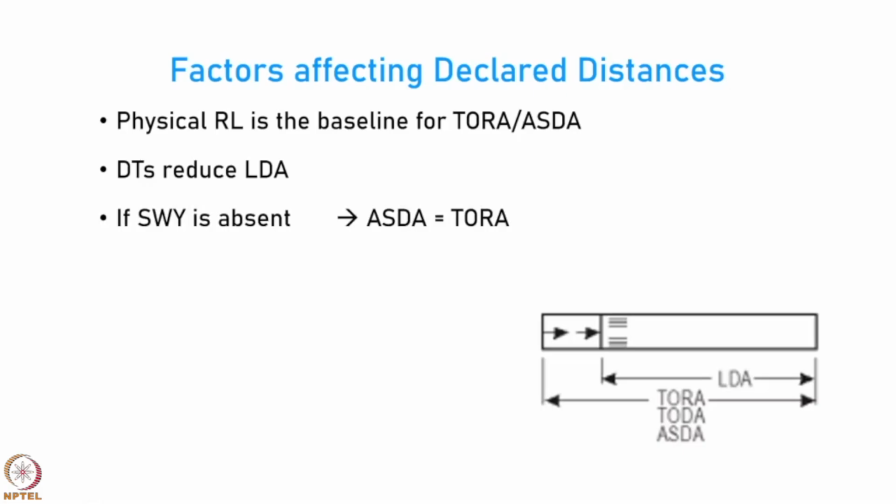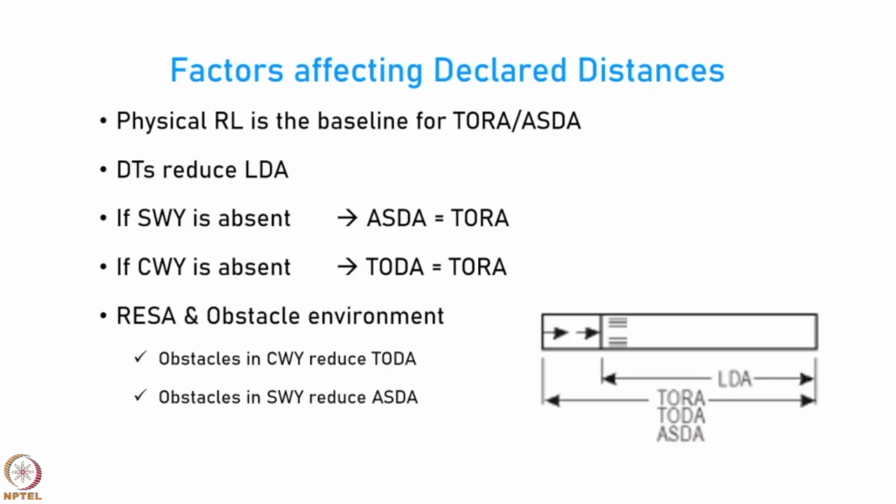As shown in this example, there is no stopway, there is only a displaced threshold, and that also only on one side. So if the stopway is absent on both the ends, then ASDA is equal to TORA. And if the clearway is also absent, as in this example, then the TODA is also equal to TORA. Okay, that is the case in Mumbai airport. There is no stopway, there is no clearway, but the threshold is displaced at all the ends of the runway.